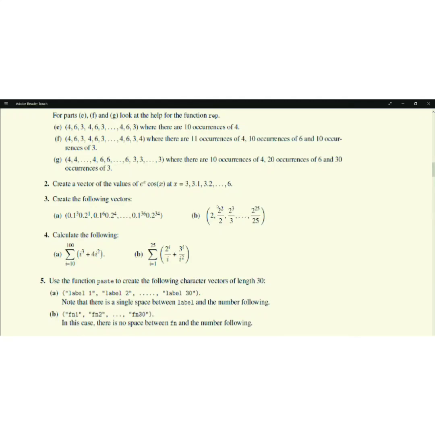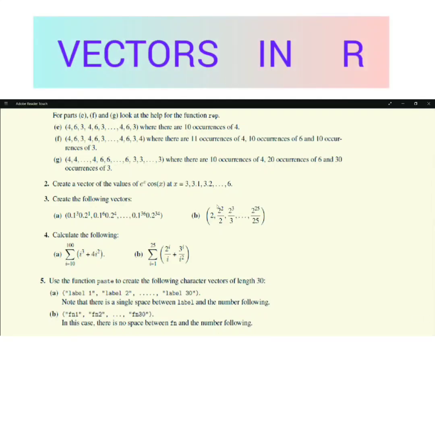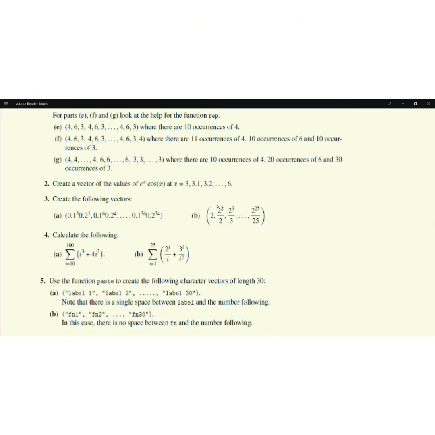Now, first of all, we must know what actually vectors are. Vectors are the basic data structures in R language, and they contain elements of the same data type. The data types stored in them can be int, float, double, character, logical, complex, or any other.